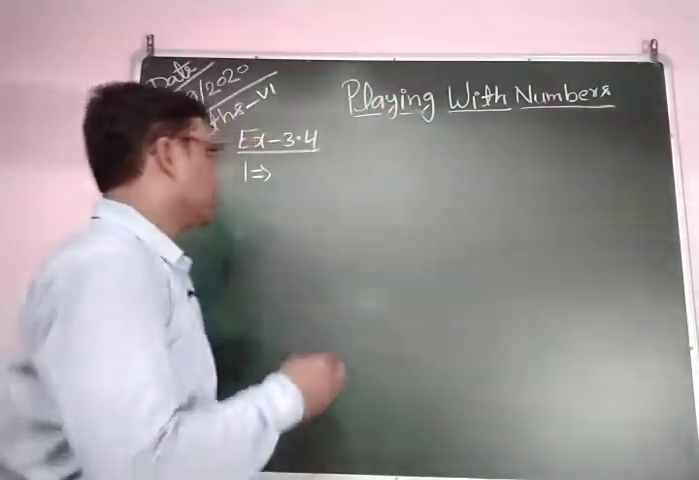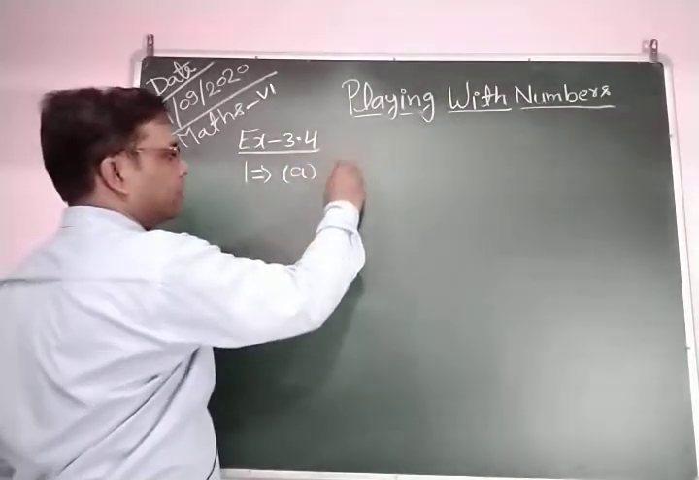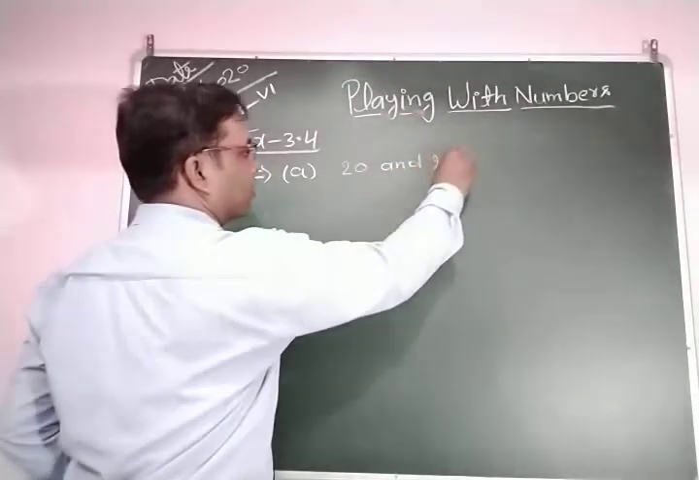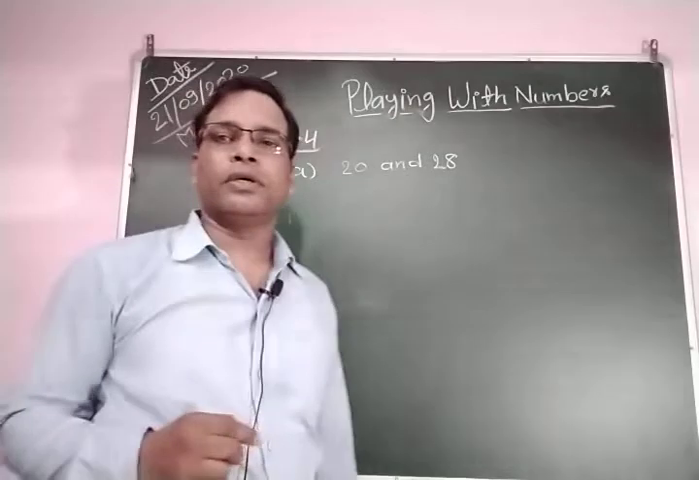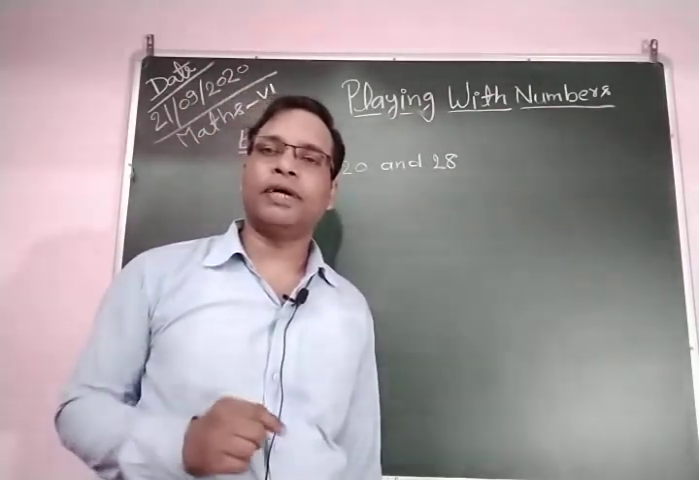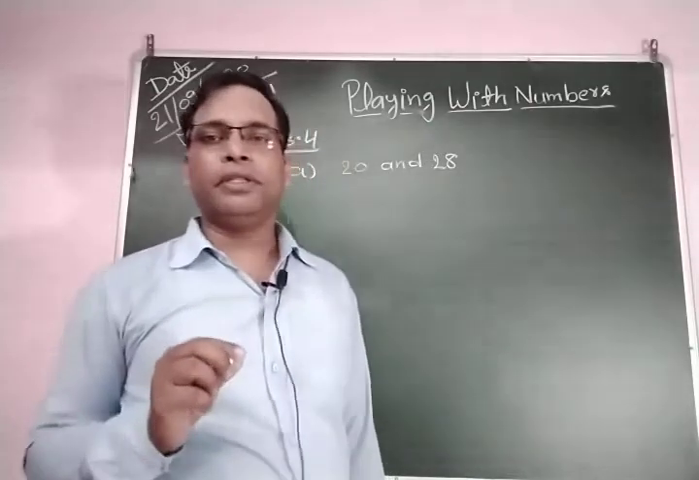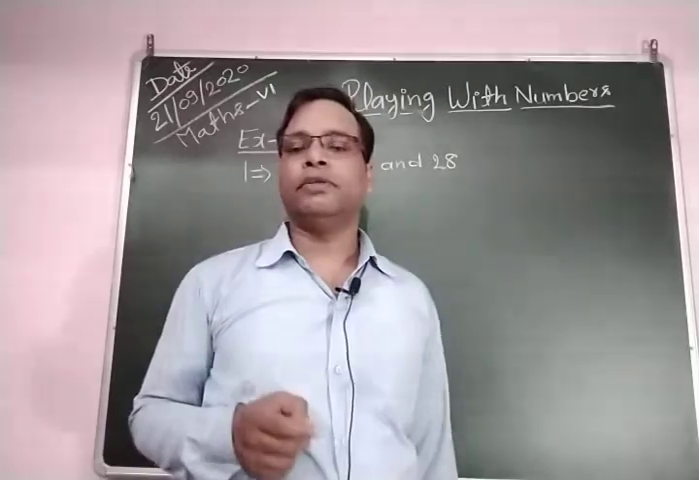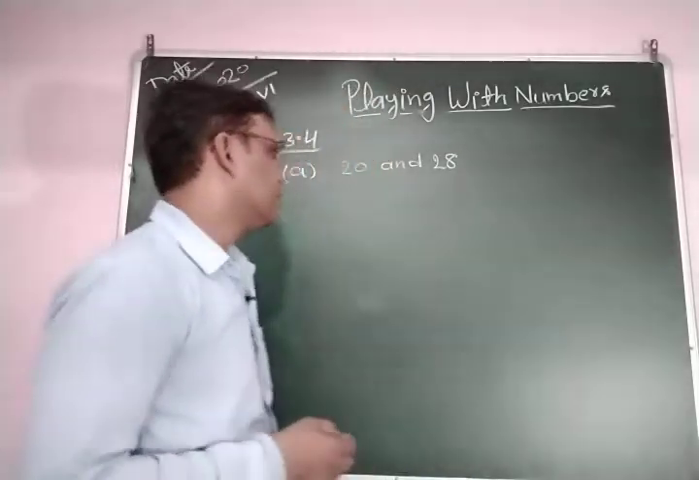We need to find the common factor of 20 and 28. Clear? For this, first we find the factors of 20 and the factors of 28. After this we check which factors are common to 20 and 28. Then you can find the common factor of 20 and 28. So let's see.